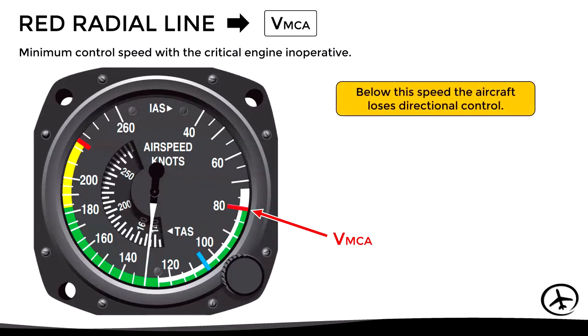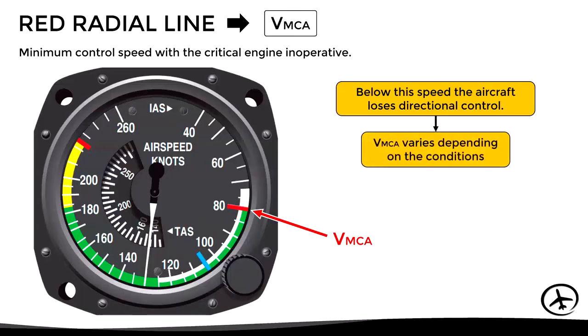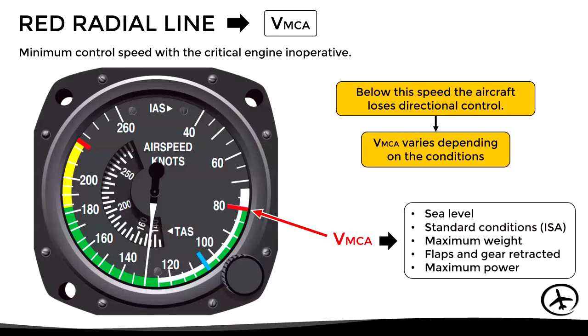However, this speed does not have a fixed value either, since it varies depending on conditions. So the speed marked in the instrument with this red line corresponds to the actual VMCA only under the following conditions: sea level, standard conditions, maximum certified weight, flaps and gear fully retracted, and maximum power in the operative engine. Again, if any of these conditions change, the VMCA will also change.